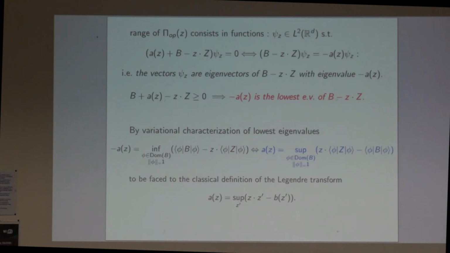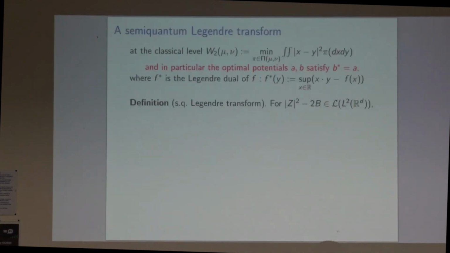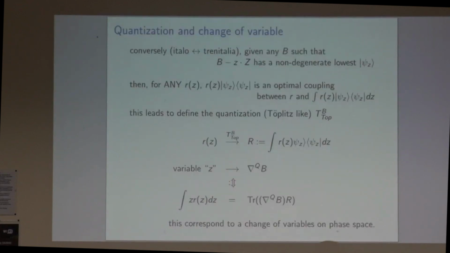And this is what we define as the quantum Legendre transform, because it looks exactly like the formula here, except that you take an infimum instead of a supremum because you change the sign, with respect to some kind of operator value here. And I think I should stop here. Yeah, this is work in progress, and so I'm going to stop here.